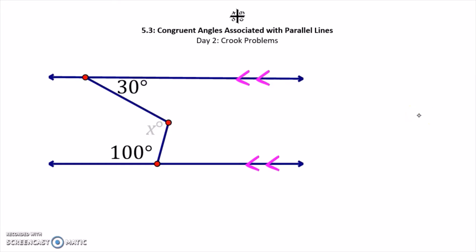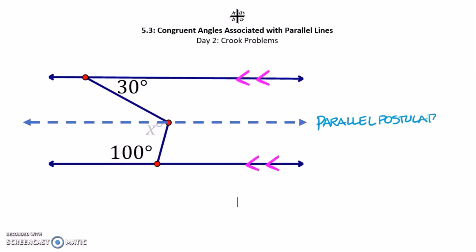We're looking to find the measure or the value of x. So the first thing we do is apply the parallel postulate, which states, given a line and a point not on the line, there is one and only one parallel line. Then we know that the 30-degree angle is going to be congruent to this angle here, because if lines are parallel, then alternate interior angles are congruent.